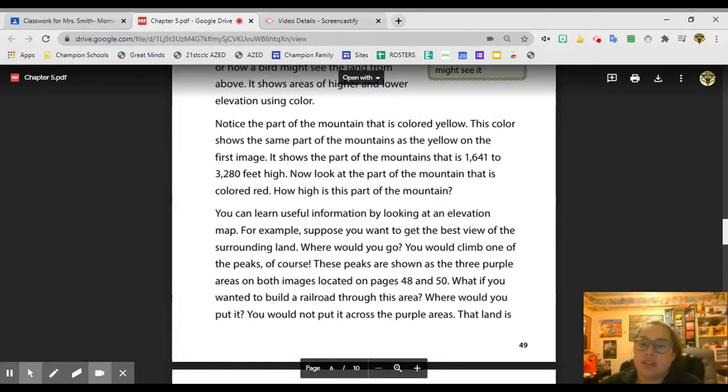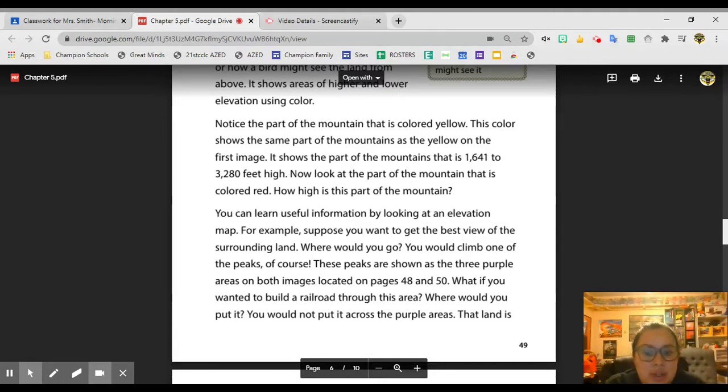You can learn useful information by looking at an elevation map. For example, suppose you want to get the best view of the surrounding land. Where would you go? You would climb one of the peaks, of course. These peaks are shown as the purple areas on both images located on pages 48 and 50.